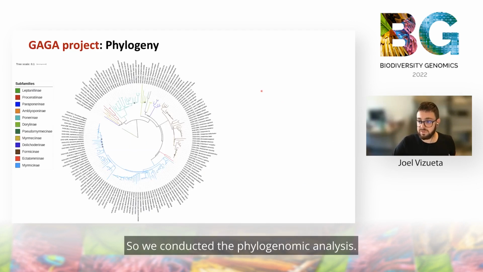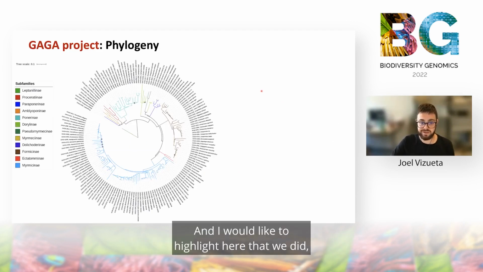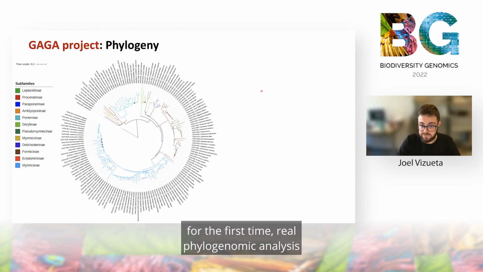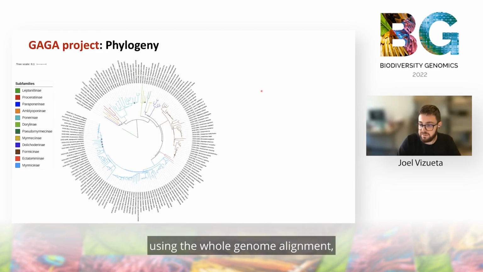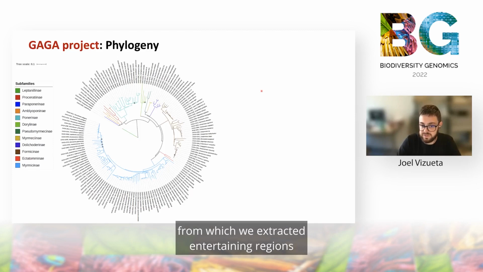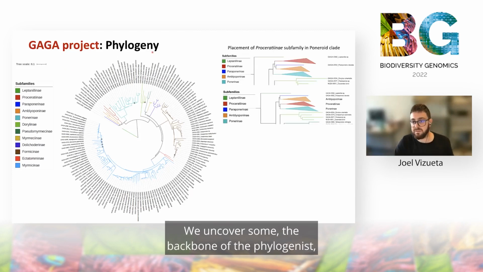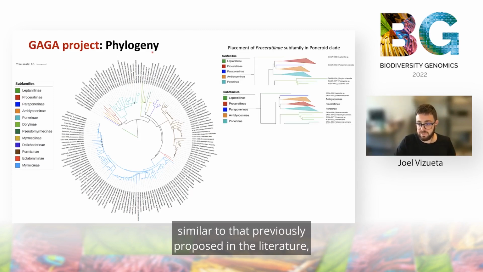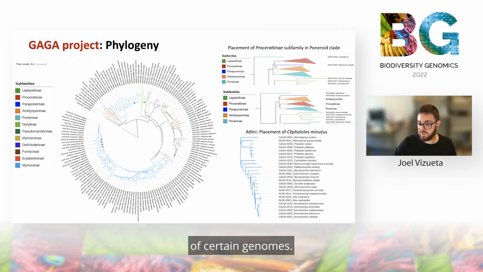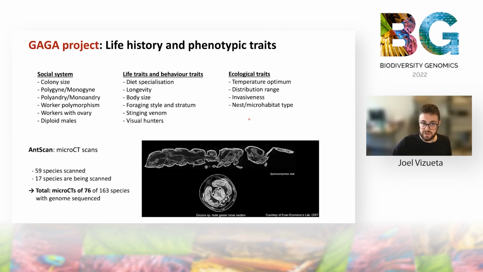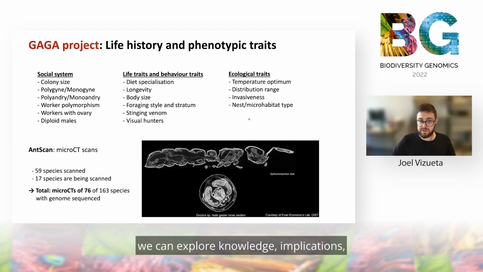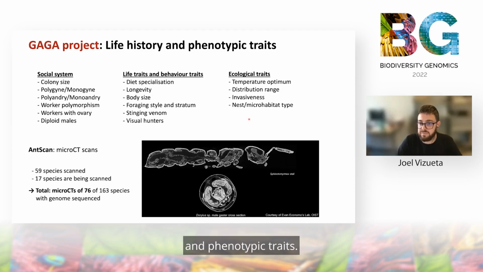We also conducted the phylogenomic analysis, and I would like to highlight that we did for the first time a real phylogenomic analysis using the whole genome alignments, from which we extracted intergenic regions and reconstructed the phylogeny for our species. We found that the backbone of the phylogeny is similar to that previously proposed in the literature, but we uncovered some new relationships across one of the subfamilies and also the placement of certain genera. Using this phylogenetic framework, we can now explore the genomic implications and genomic context of different life history and phenotypic traits.